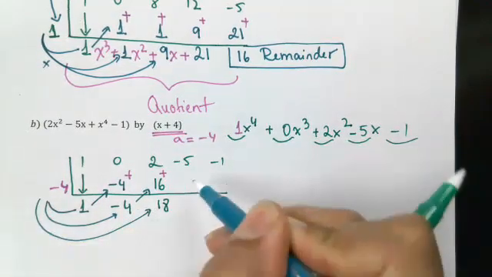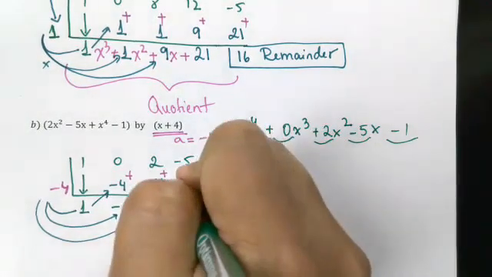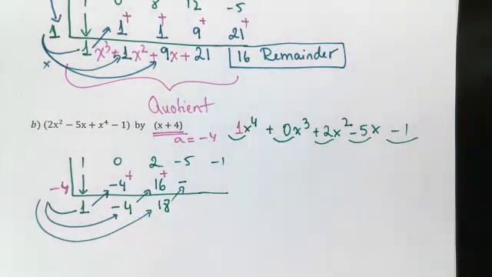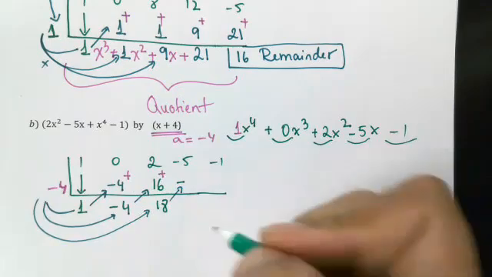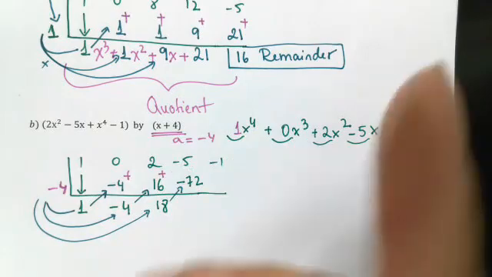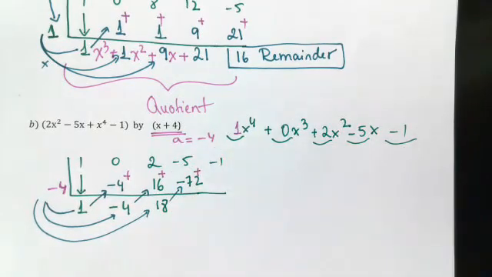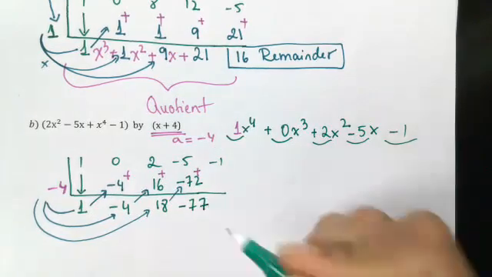Negative 4 times 18. Negative times a positive. This one is a negative answer. 4 times 10 is 40. 4 times 8 is 32. So 40 plus 32 is 72. Add vertically. Negative 77.